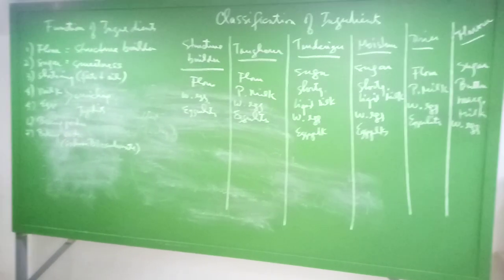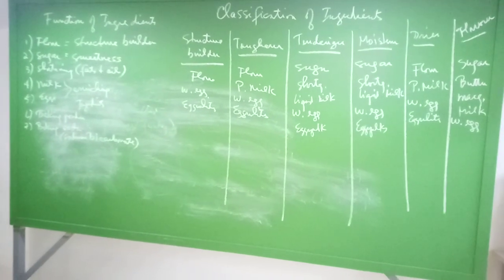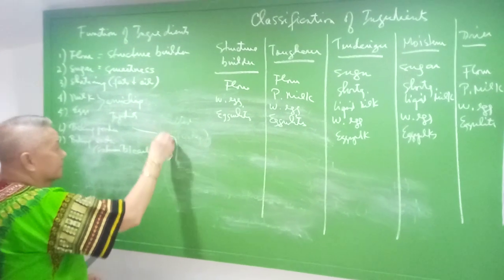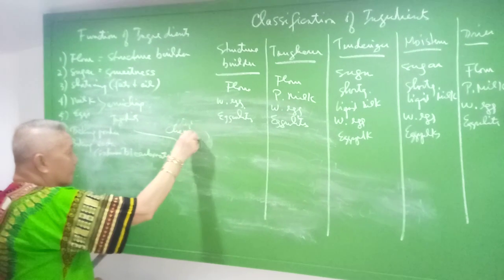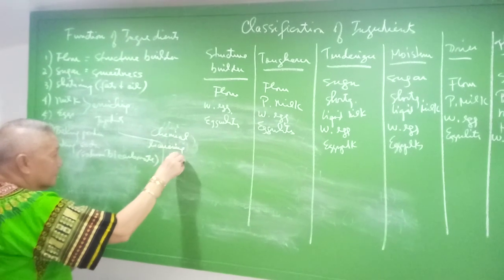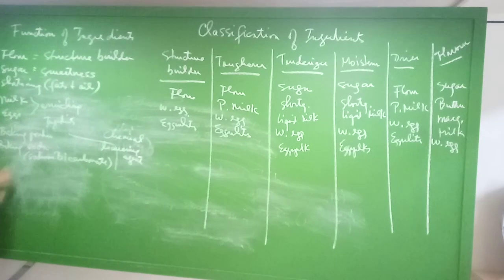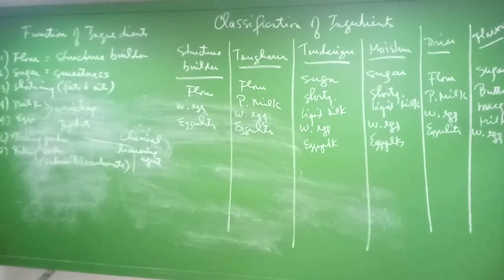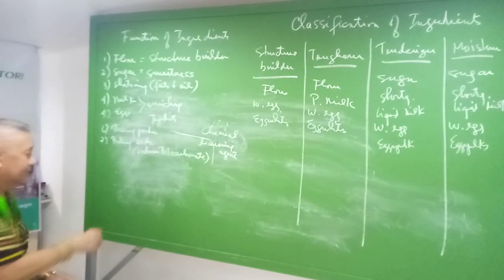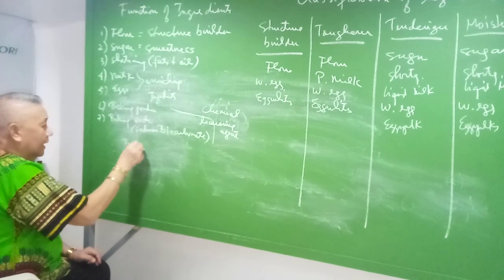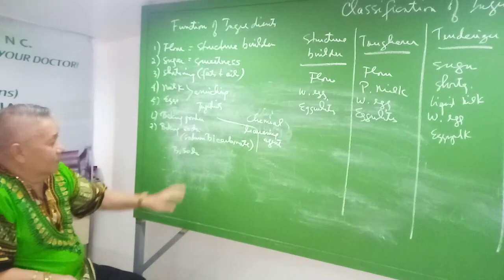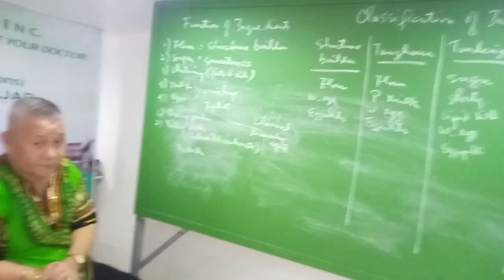Now actually, these two, the baking powder and the baking soda, ito ang tinatawag natin na chemical leavening agent. Because chemical sila, no? Now, what's the difference between the baking powder and the baking soda? Ang baking soda, ito yung puro, no? Ito yung tinatawag natin na sodium bicarbonate.